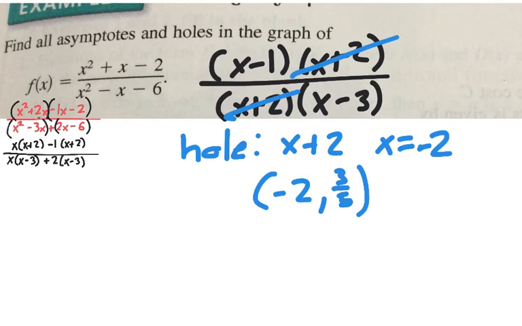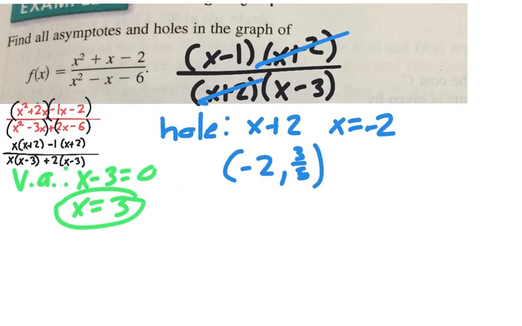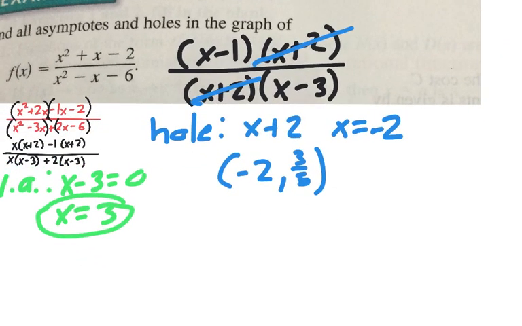Okay, next, let's look for the vertical asymptotes. Because we had a common factor, that means this is not part of my asymptote. It's not a vertical asymptote. This gave me a hole. So the only thing that could give me a vertical asymptote would be the factor x minus 3. So I'm going to solve that, which tells me there is a vertical asymptote at x equals 3. So I found the hole. I found the vertical asymptote. Any questions on either one of those?